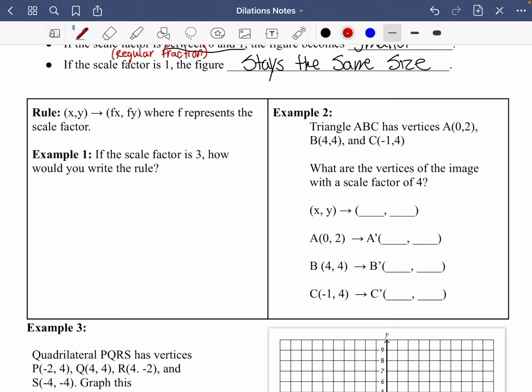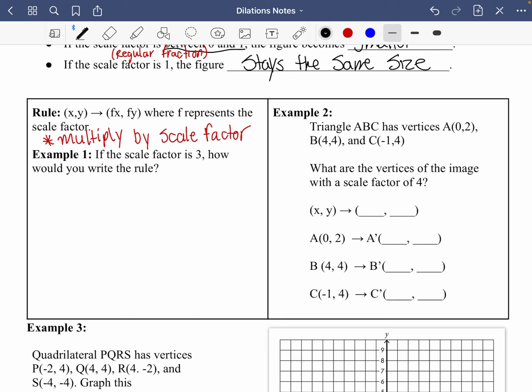What I want to focus on is that the f and x are side by side and the f and y are side by side. Whenever you see two letters side by side, that means we're going to multiply. So whatever our scale factor is, we multiply by that scale factor. With the rules, if we see two letters side by side or a number and a letter side by side, that means we're going to multiply.